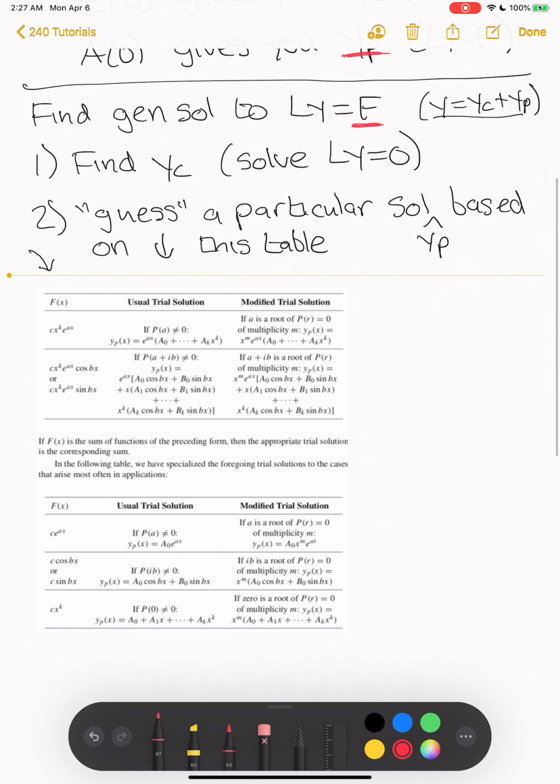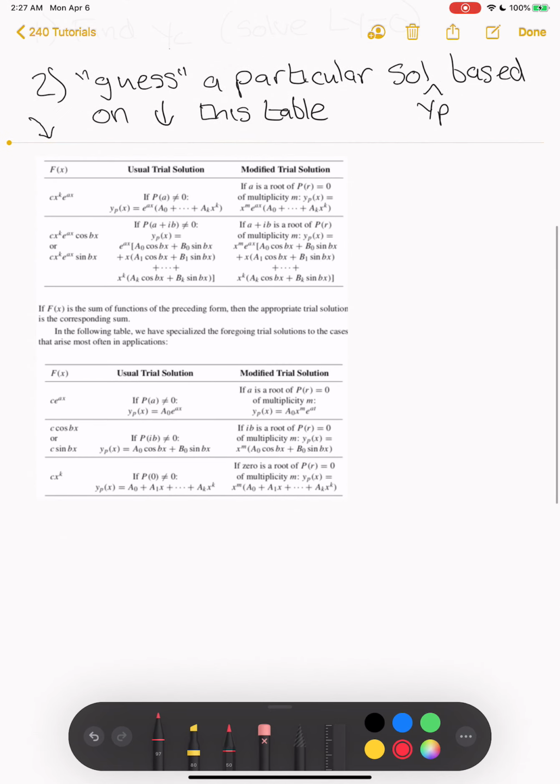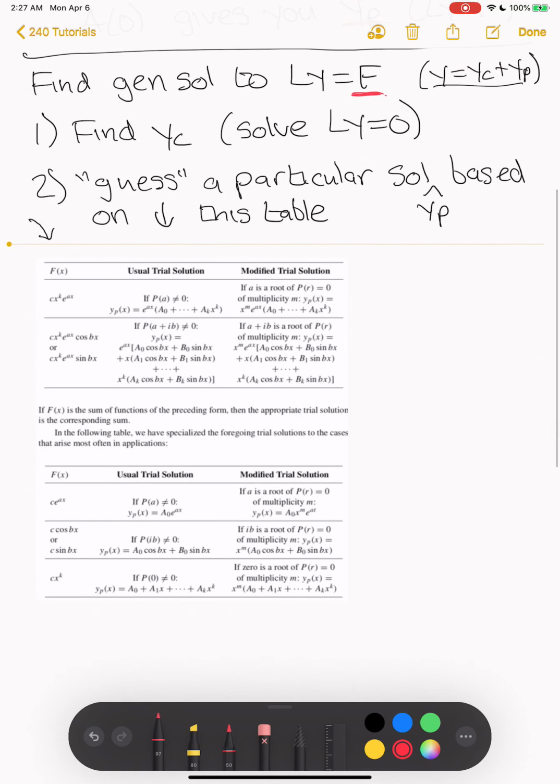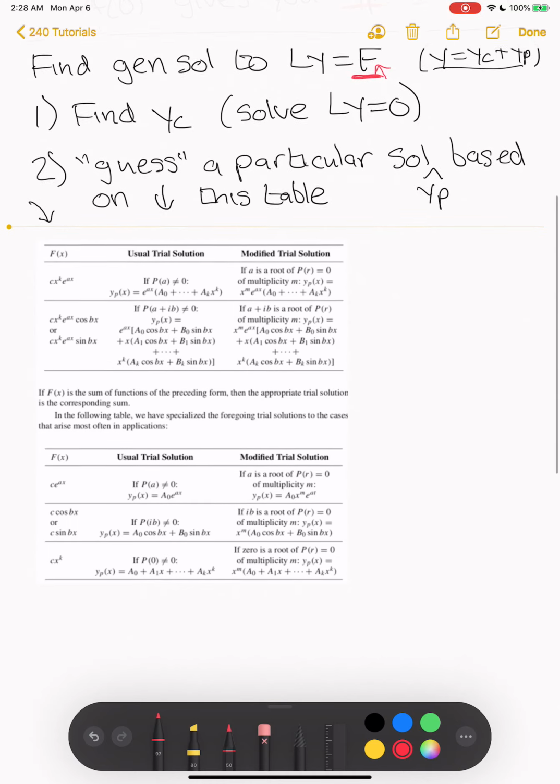So what you're going to do in step 2 is go through this table and find, on the very left-hand side, the case that corresponds to what they gave you for your function, and then try your usual trial solution. This video will focus on your usual trial solution and what happens when that actually works out for you. Next video, when stuff gets messier, we'll work with the modified trial solutions. For now, we'll be using just the first and second columns of this table. That will give you your particular solution.